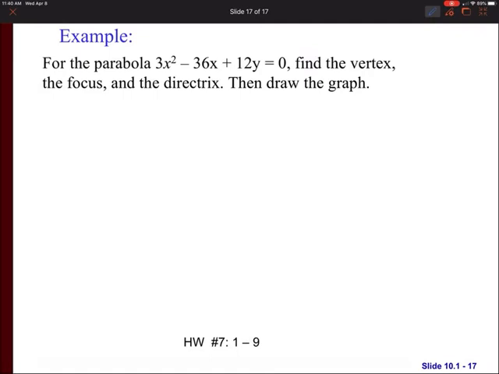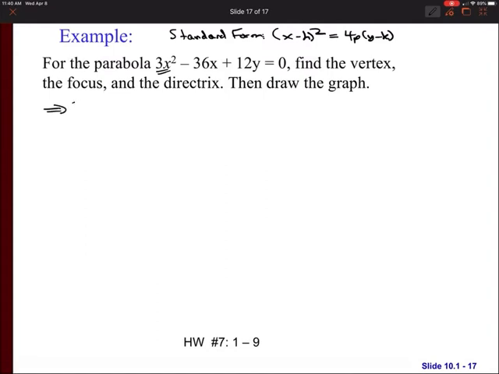All right, so with this example, I know right off the bat that we're looking at a parabola that opens up or down, because we're dealing with the x squared term. So let's talk about our goal, our standard form for this equation. We want to create a square with the x terms: x minus h squared equals 4p times y minus k. So let's go ahead and work on that.